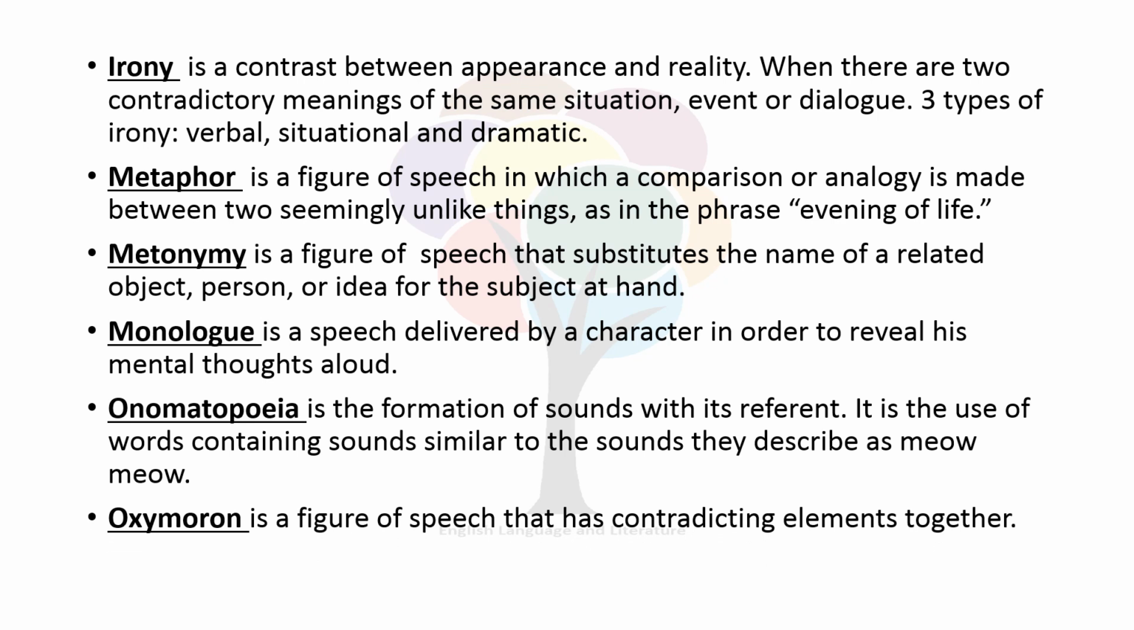Oxymoron. Oxymoron is a figure of speech that has contradicting elements together. In other words, two contradictory words or phrases are combined in a single expression, giving the effect of a condensed paradox. For example, living death, wise fool, cruel kindness. This term has its origin in the Greek language, and it can be divided into two. For example, oxus means sharp and moron means foolish. So as a whole, the term oxymoron means sharp, foolish.